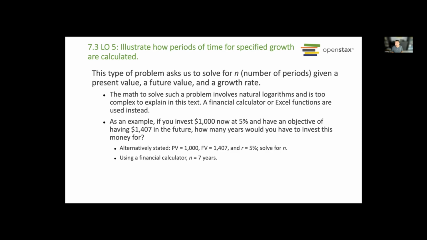For example, if you know you can save $20,000 per year and you can invest that $20,000 per year at 8%, and you want to retire with $5 million in your account, you can try to figure out using this formula how long you need before you can retire. What you can do in a financial calculator or in an Excel function is enter present value as 1,000, future value as 1407, and R as 5%, and you can solve for N. So in this specific example, the answer is 7 years.